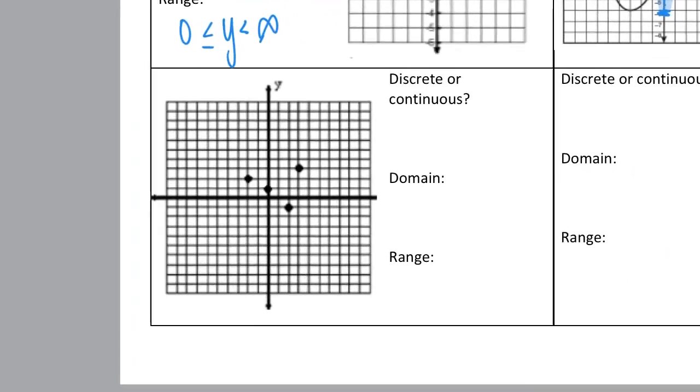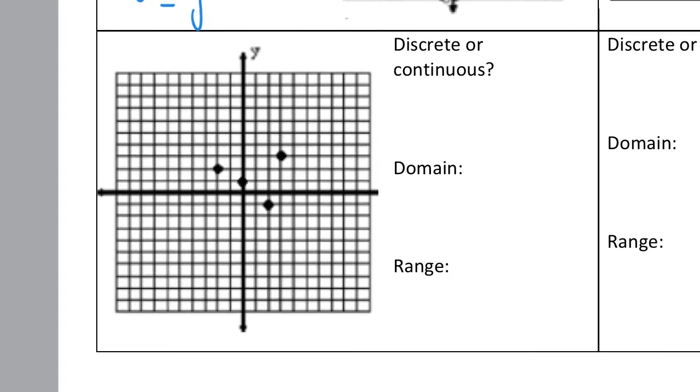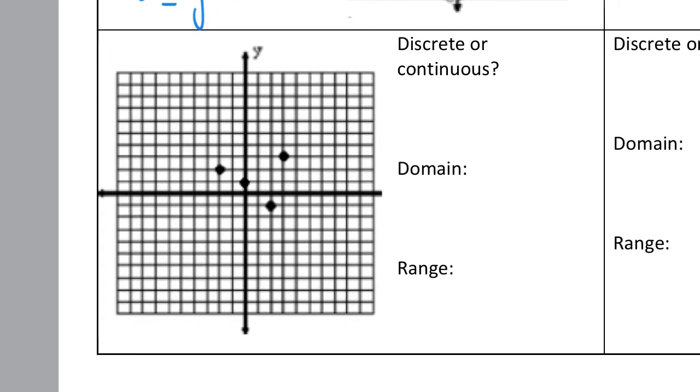Let's look at this guy down here. You'll notice that this is just a bunch of points across the page. This is an example of a discrete graph, which means that you should be thinking we are not going to use an inequality. We are just going to list the x values that are used. So at each point, we want to list what each x value is.